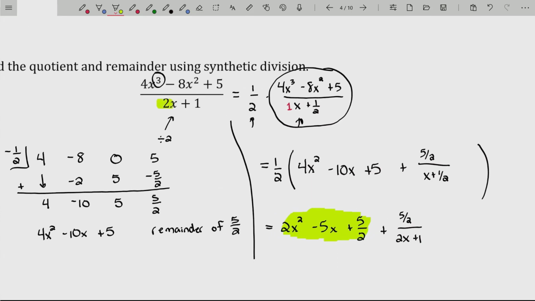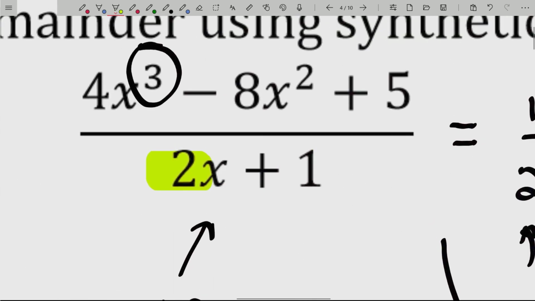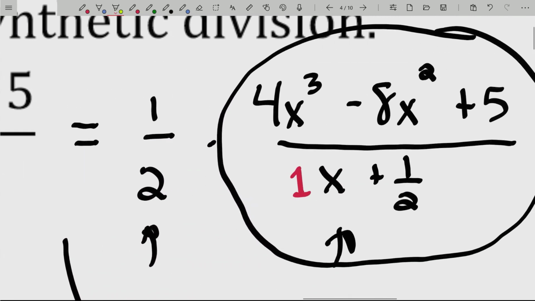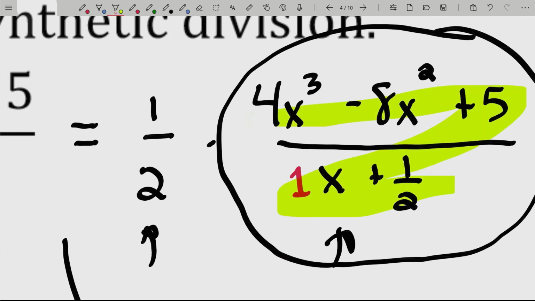So be very careful. When you have that 2 as a coefficient, or a non-unit coefficient on your linear divisor, factor it off. It's just very safe. Just do this. Factor it off. Do long division on this business here, or synthetic division on that business there.